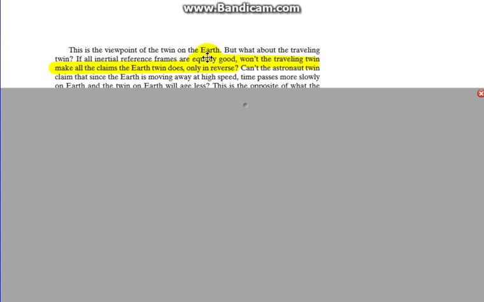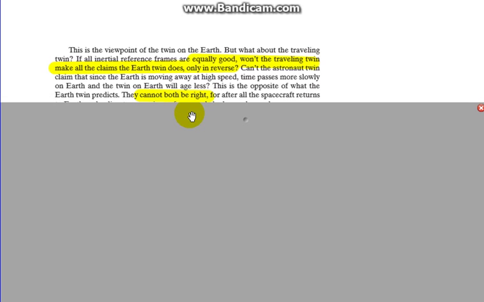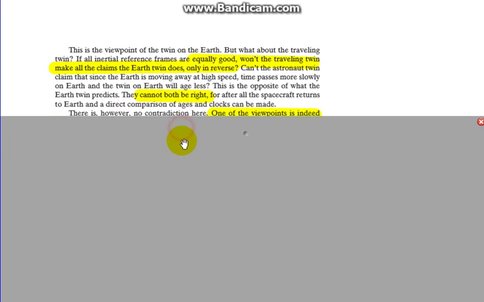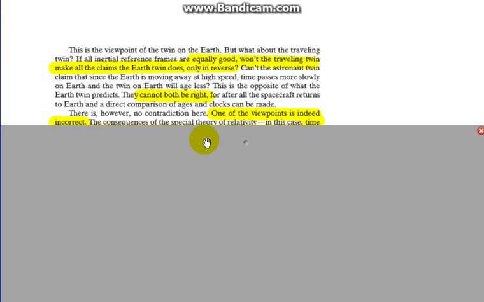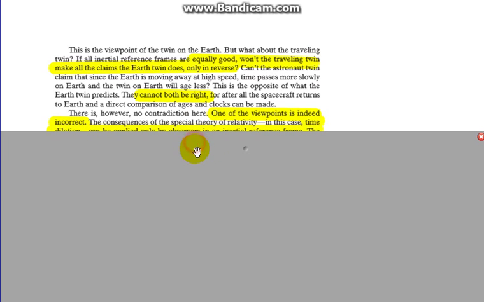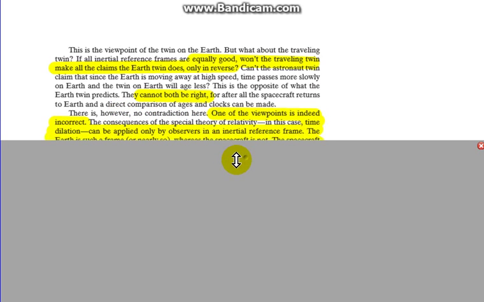But if we look over here, this is the viewpoint of the twin on Earth, but what about the traveling twin? If all inertial frames are equally good, won't the traveling twin make all claims that the Earth twin does, only in reverse? Can't the astronaut twin claim that since the Earth is moving away relative to him or her at high speeds, time passes more slowly on the Earth, and the twin on Earth will age less? This is the opposite of what the Earth twin predicts. And of course they can't both be right, because when that astronaut returns, someone's going to have to be older and someone younger, and the clocks will be compared. There is, however, no contradiction here. One of the viewpoints is indeed incorrect.